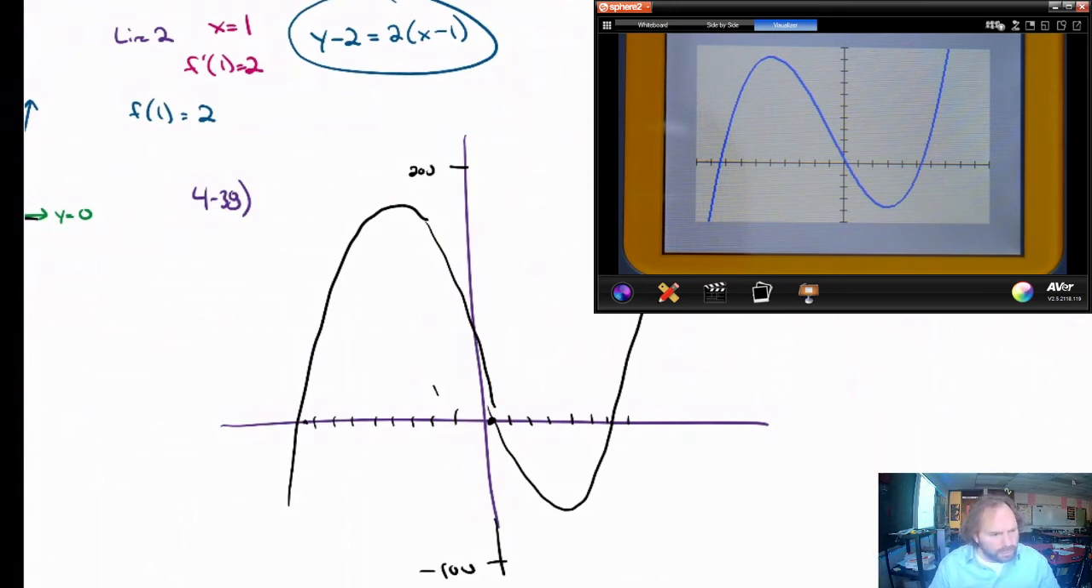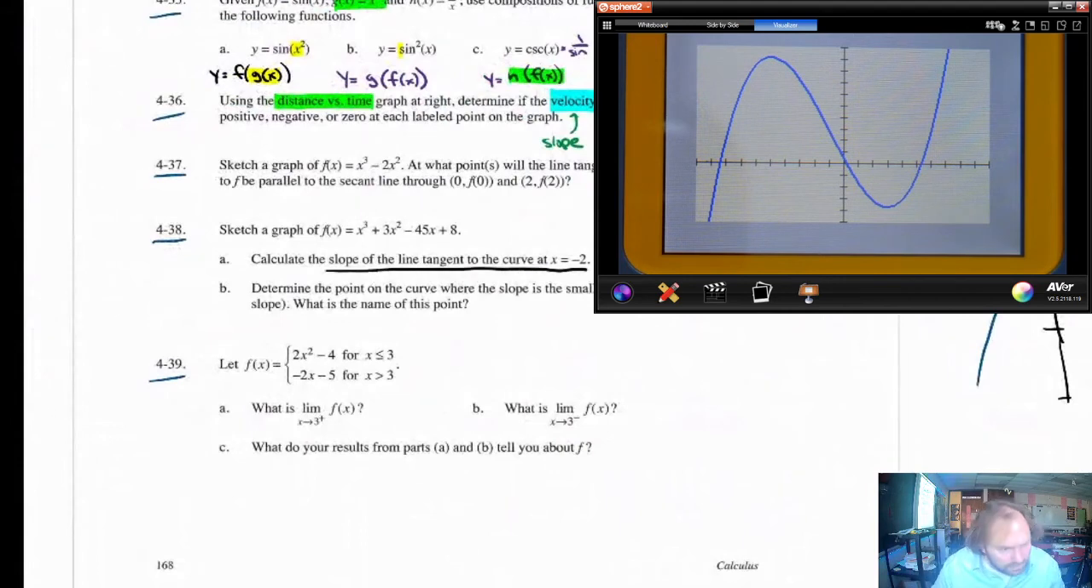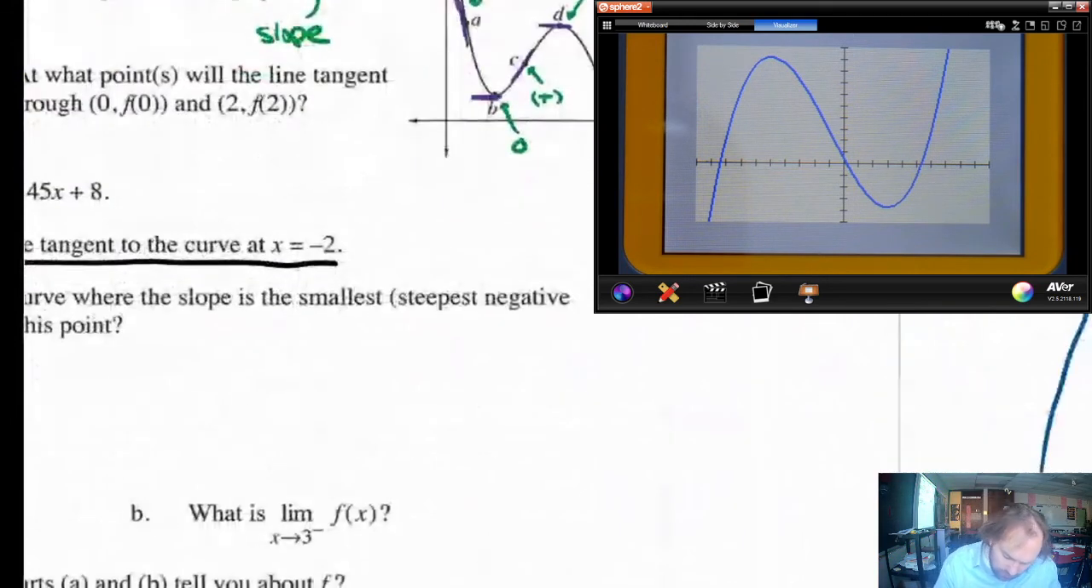Okay, pretty cool. We are looking for the slope of the line tangent to the curve at x equals negative 2. In other words, we're looking for f prime of negative 2. So we're going to take the derivative of that original function, and we're going to find what happens when you plug in negative 2 to it.